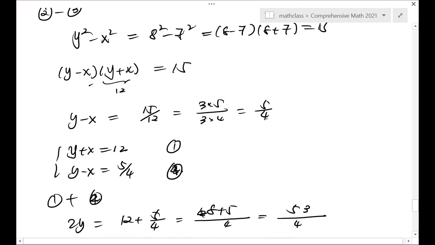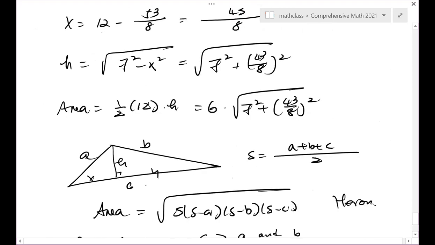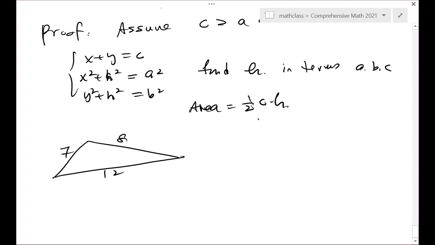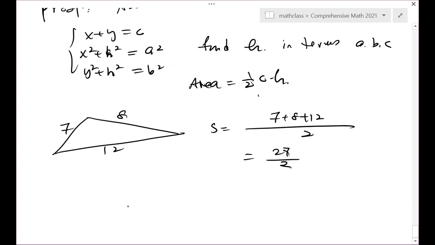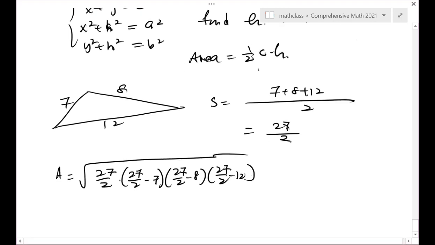So what we did here, let's see, how do we use this formula for a triangle with sides 7, 8, 12? S is going to be half of 7 plus 8 plus 12, so this will be 27 over 2. So that is half of the perimeter. Then the area is going to be the square root of 27 over 2, times 27 over 2 minus 7, times 27 over 2 minus 8, times 27 over 2 minus 12. And that's it, very quick.